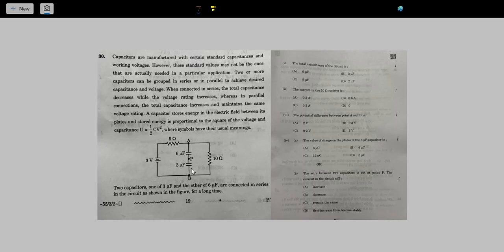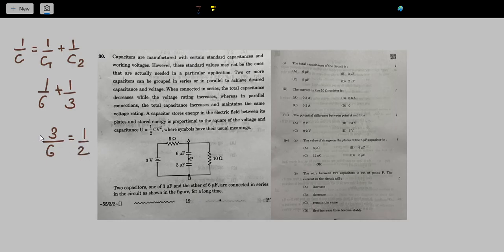6 microfarad and 3 microfarad, two capacitors are there. They are connected in series. So we know the equivalent capacitance formula for series is 1 by C equals 1 by C1 plus 1 by C2. Right? If we put the values, 1 by 6 plus 1 by 3, we will get 2 by 6, 3 by 6, which is equivalent to 1 by 2.